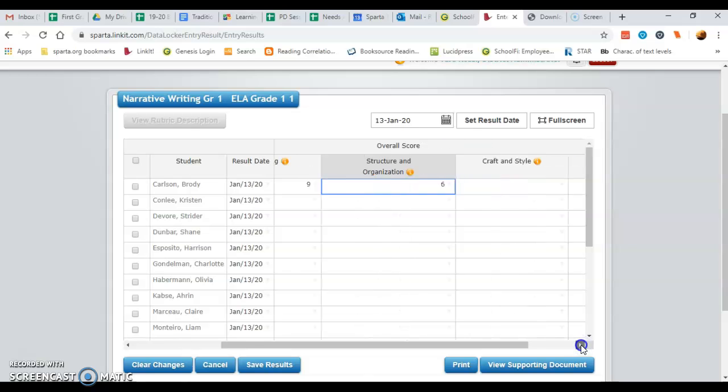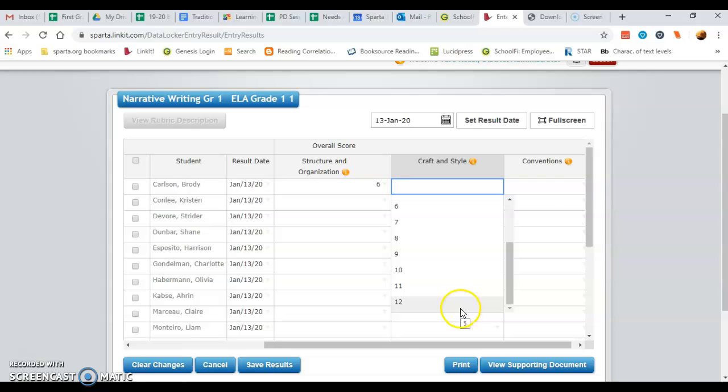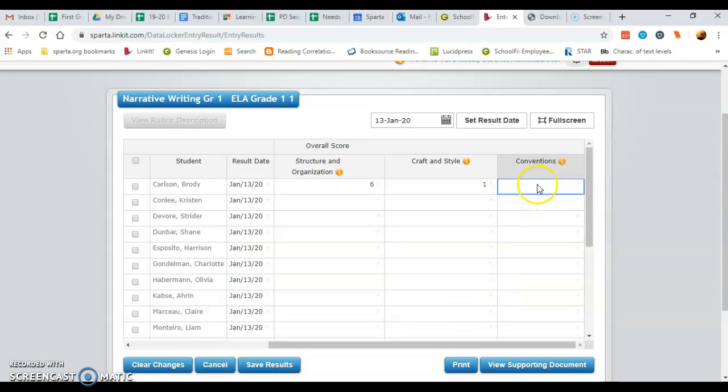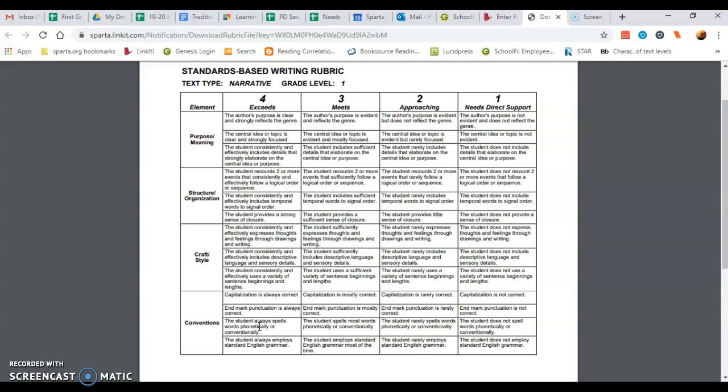So I'm going to do this for the other categories as well. For craft and style, there's a total of 12 points they can earn. And for conventions, there's a total of 16 points that they can earn. That is because when you look at conventions, there are actually 4 potential areas they could receive a 4: capitalization, end marks, spelling and phonics, and then also grammar. So if each of these is worth 4 points, or they could score 4 as the highest number, then that gives them 16 possible points.